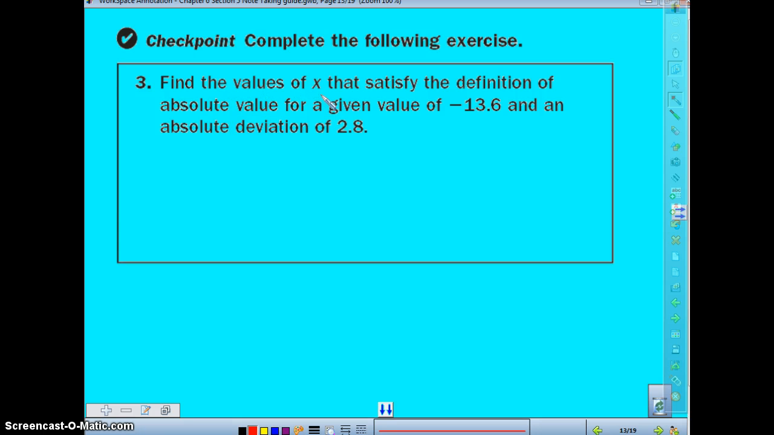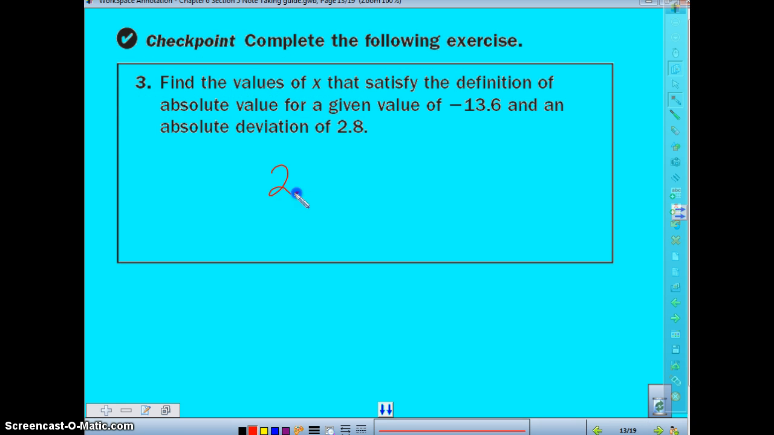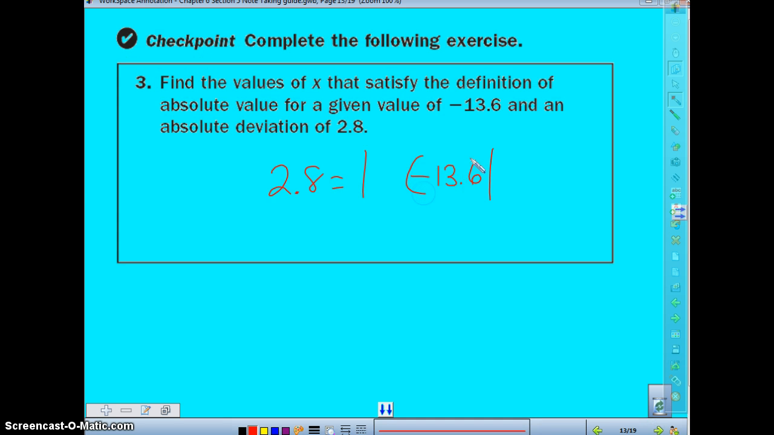Alright, find the value of x that satisfies the definition of absolute deviation for a given value of negative 13.6 and an absolute deviation of 2.8. Alright, so let's look back. It's going to be absolute deviation 2.8 equals absolute value. Now, look at this. It's x minus the given value. Since our given value is negative 13.6, it's going to be x minus negative 13.6.